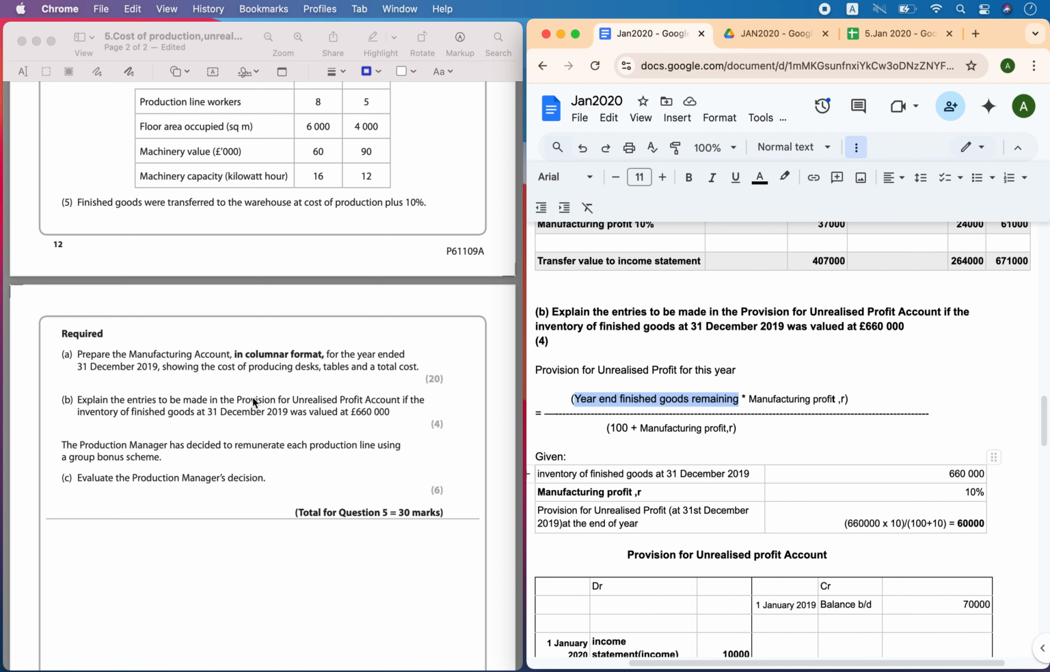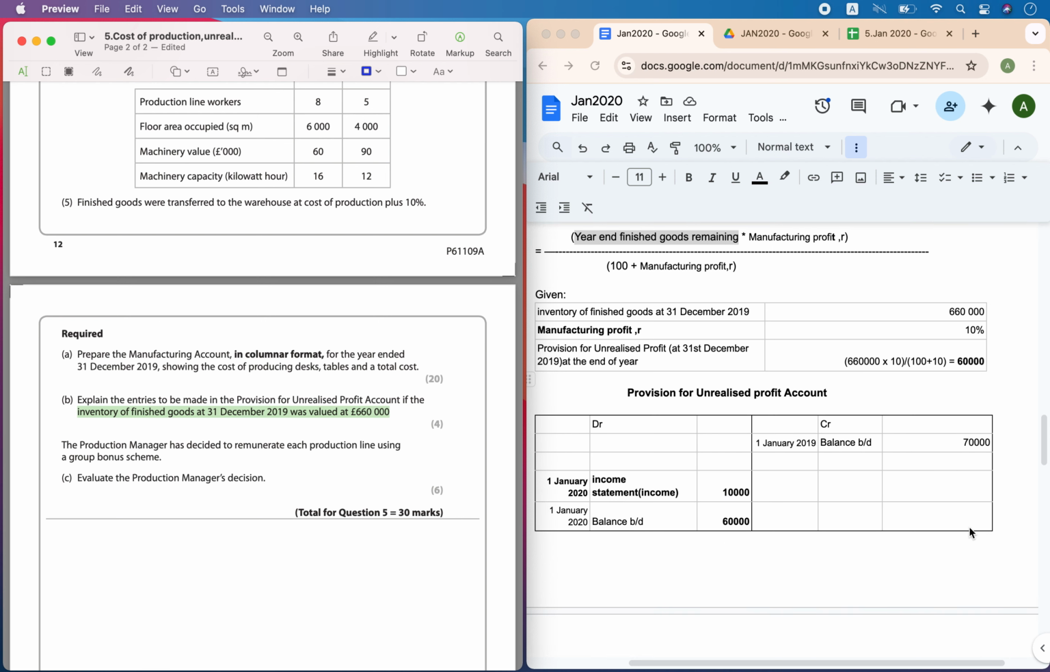So what is given? Certain information is already given. Inventory at the end: here he says the inventory of the finished goods at 31st December was valued at 660,000. The manufacturing profit which the business had decided to account is 10%. So let's calculate the provision for unrealized profit at the end of the year by substituting here. So 660,000 times 10, which is the profit, divided by 100 plus 10, that is equal to 60,000.